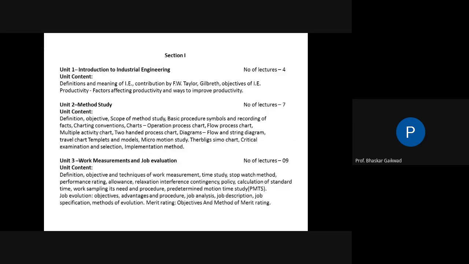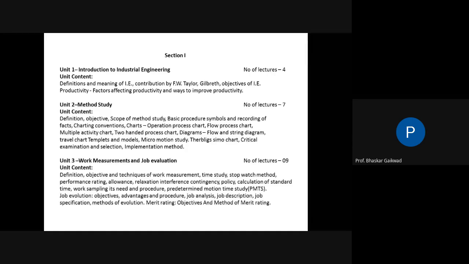So in section number one there are three chapters related to industrial engineering. The first chapter is introduction to industrial engineering, the second chapter is method study, and the third chapter is work measurement and job evaluation. Introduction of industrial engineering: what is the definition and meaning of industrial engineering? The main purpose of industrial engineering is to study the present methods and find out the activities which are not useful in manufacturing, or sometimes wasted.